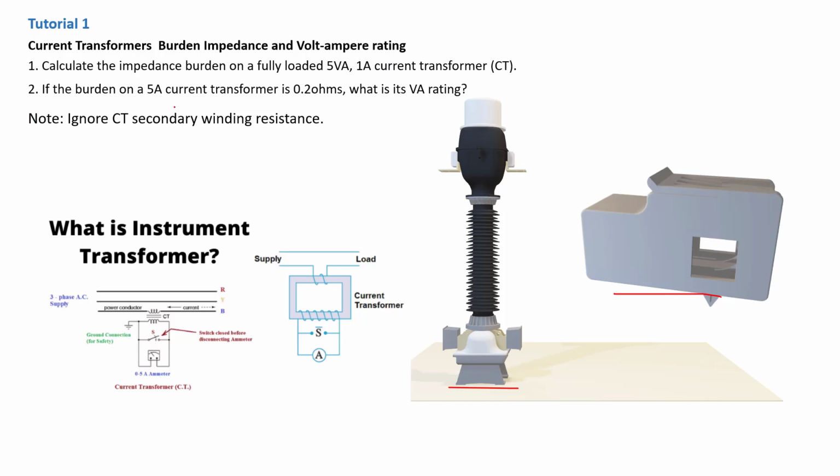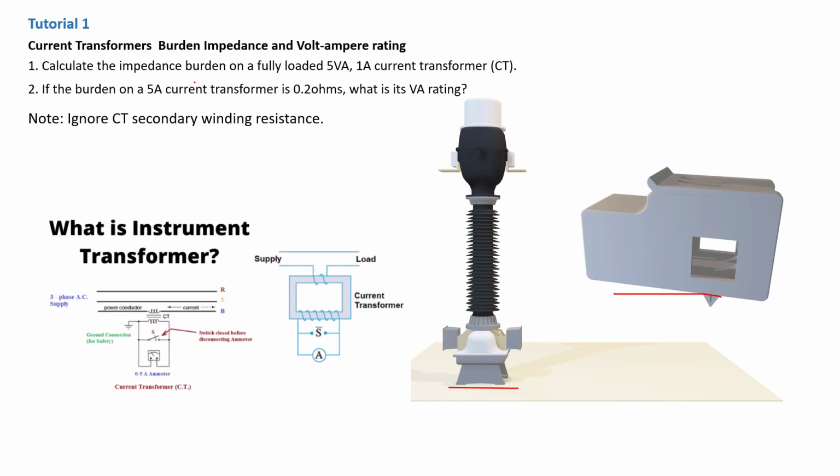On the second question, they tell us to calculate the VA rating if the new nominal current is 5 amps and the burden resistance is now 0.2 ohm. We have to note in this calculation that the secondary winding resistance is ignored, because just like in a power voltage transformer, the impedance of the windings is very critical because that determines the copper losses. But here we are told that we can ignore the resistance of the windings. Okay, so we start with the first one.